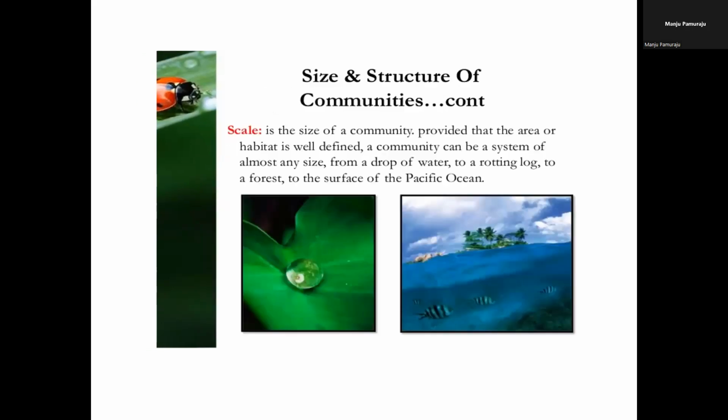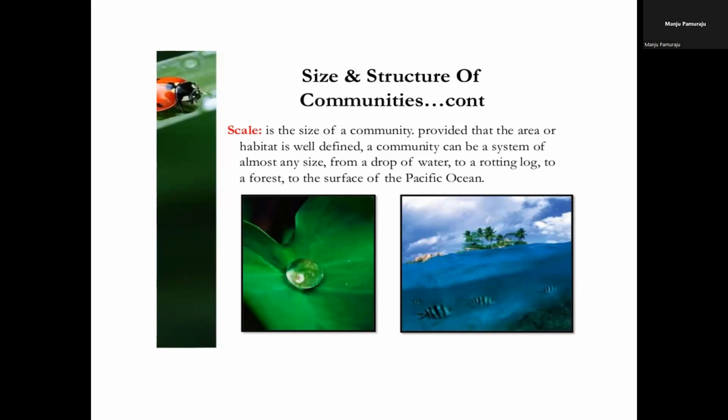The next one is scale. It is the size of the community, provided that the area or habitat is well defined. A community can be a system of almost any size, from a drop of water to a rotting log, to a forest, to the surface of the Pacific Ocean. So it is based on the size of the community, that is, the area occupied by that particular community.